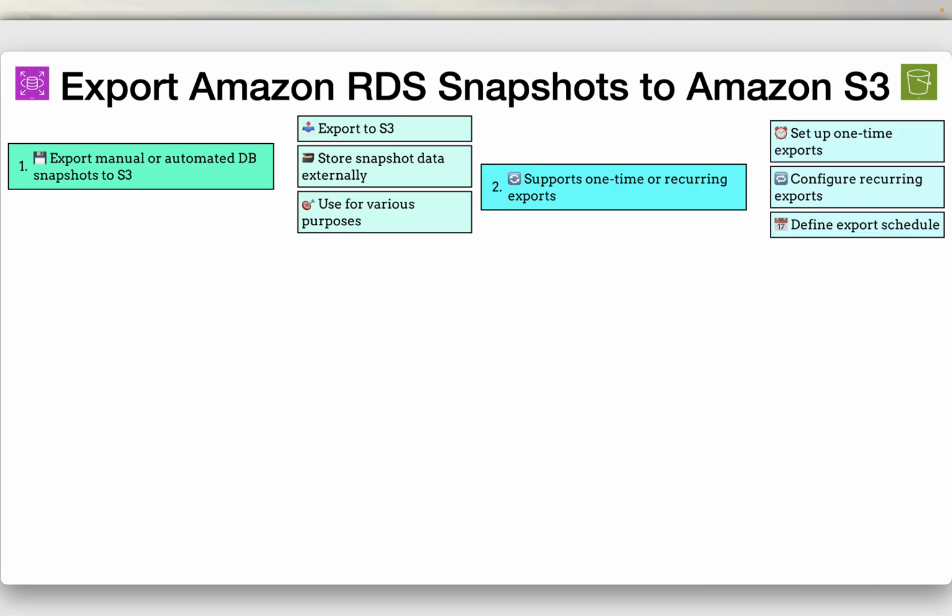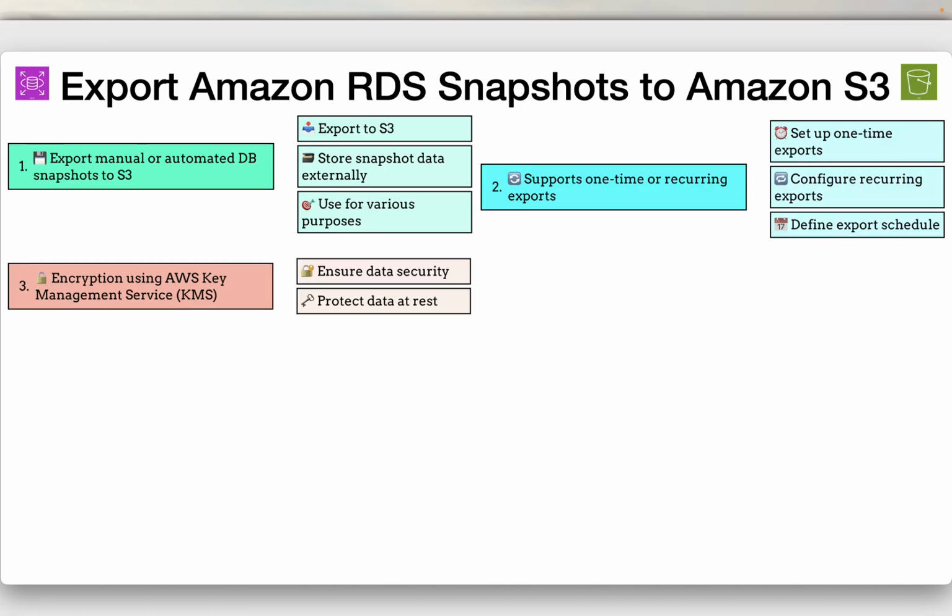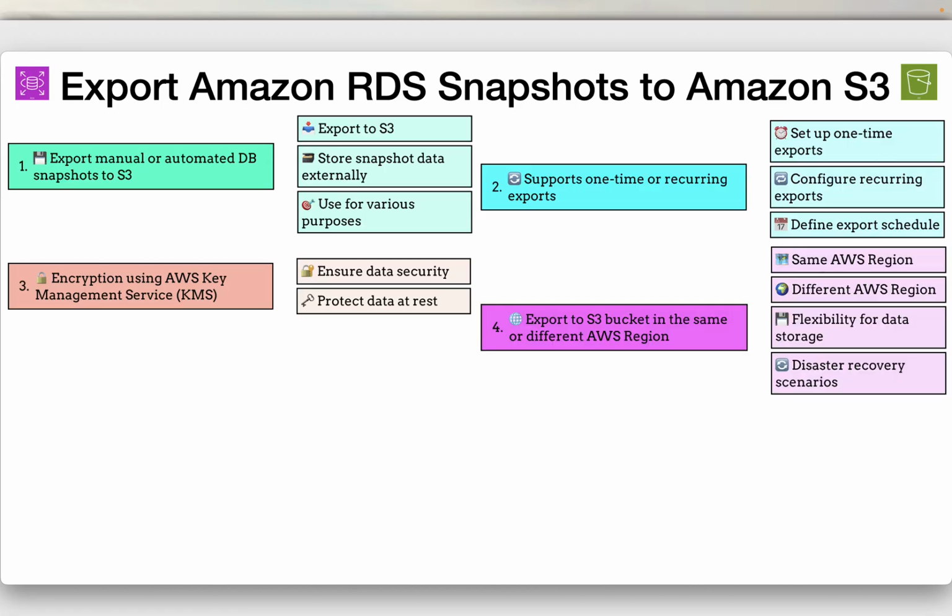Second, supports one-time or recurring exports. You can set up one-time exports of your snapshots or configure recurring exports to automatically export snapshots to S3 on a schedule that you define. Third, encryption using AWS Key Management Service, KMS. The exported snapshots are encrypted using AWS KMS, ensuring the security and confidentiality of your data at rest.